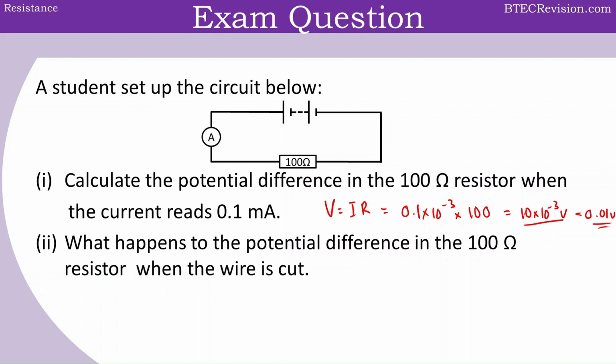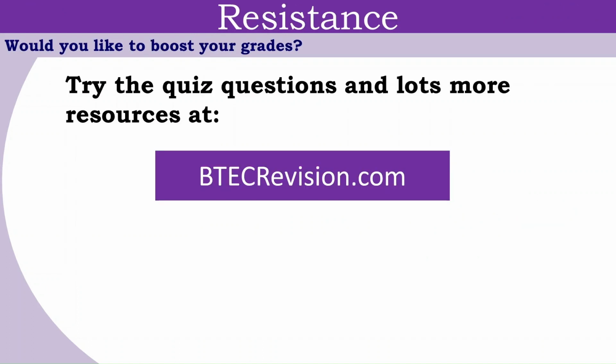The next question is, what happens to the potential difference in the 100 ohm resistor when the wire is cut? When the wire is cut, the charges have no path to travel through. Therefore, the potential difference is going to be 0. And that's the end of the lesson.